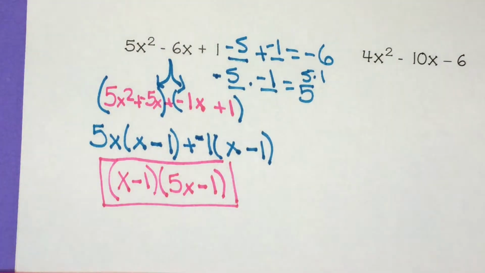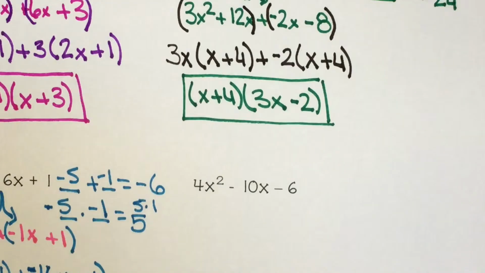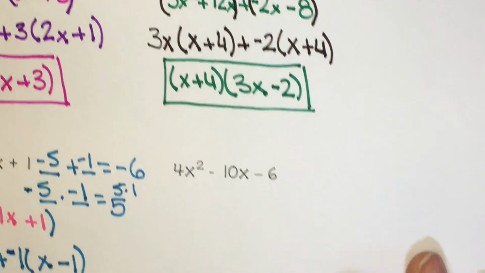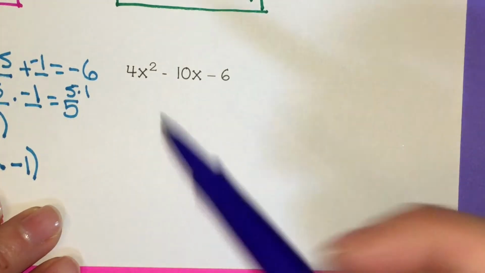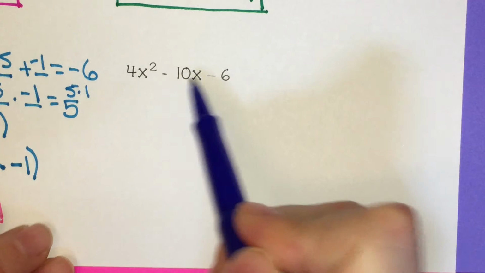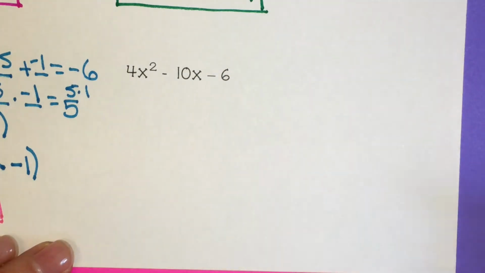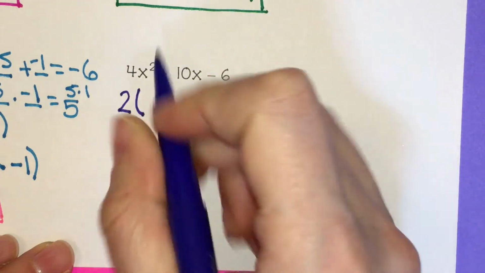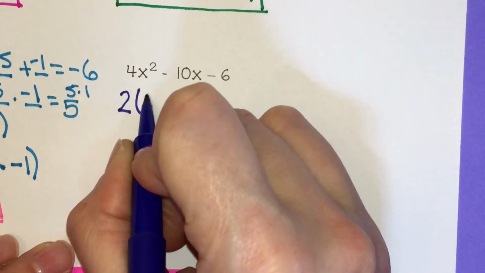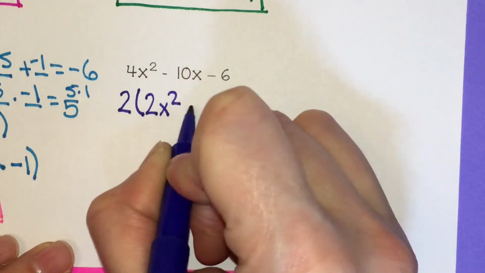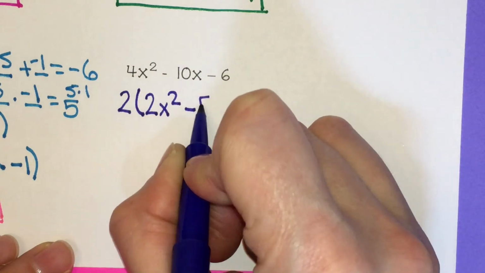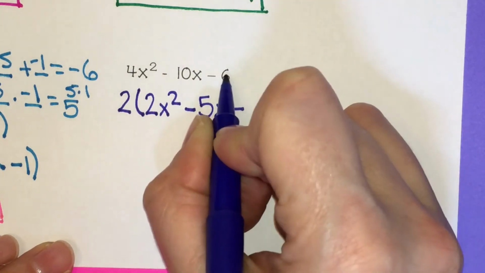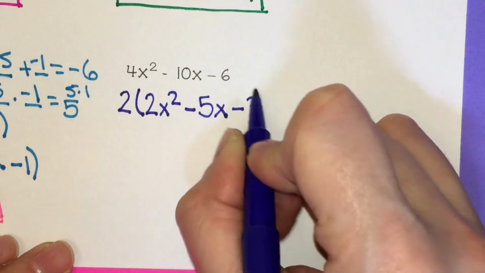All right, let's try another one. In this one, I can see that all of these are even. I know I can divide everything by 2, so I'm going to start by dividing everything by 2. 4 divided by 2 is 2, so I have 2x squared, minus 10 divided by 2 is 5, so 5x, minus 6 divided by 2 is 3.